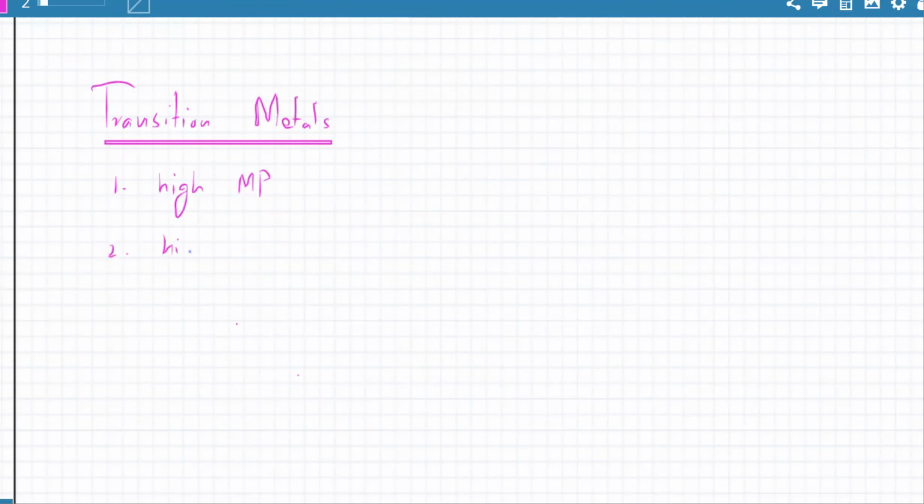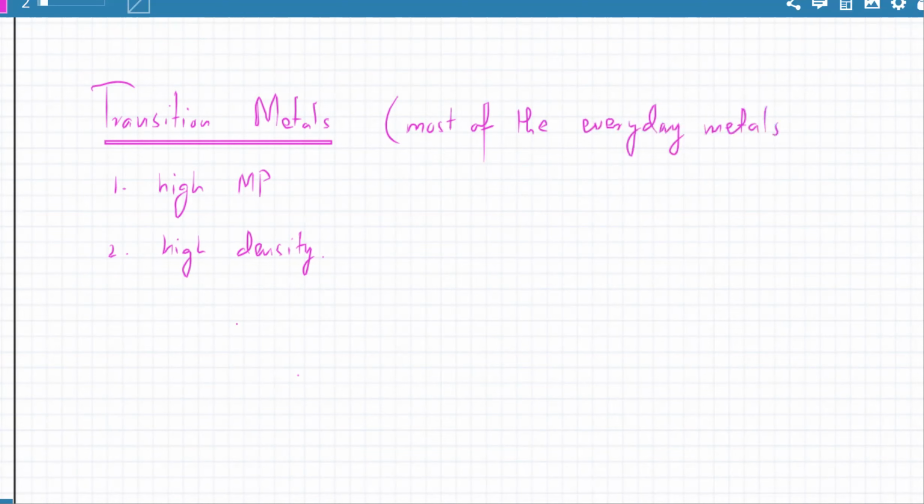Number two, they've got very high densities as well. They're pretty heavy as well. I mean, these are your everyday metals, most of the everyday metals that you see around you. They're kind of unreactive as well, which is why you make things out of these metals. For example, you've got iron, you've got silver, you've got gold, you've got copper, which is in your wires. Gold is Au. You have tin cans, etc. So most of the everyday metals are your transition metals. So they've got high density.